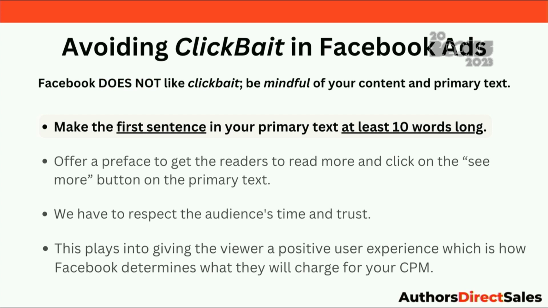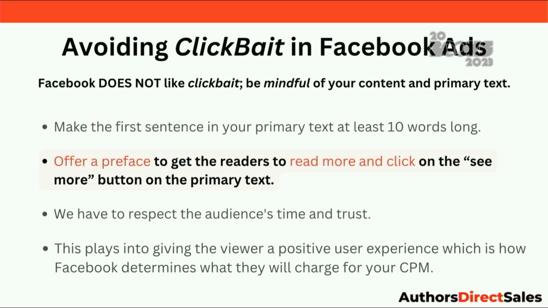Typically, every single time, you always want to have your first sentence in your primary copy be at least 10 words long. Any shorter than that typically doesn't give as much contextual information of what the book is about to then pull them into clicking on that See More button. So you want to make sure that they have an idea of what it's about before they click on that See More.